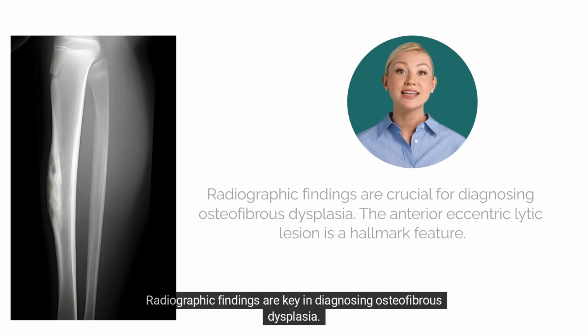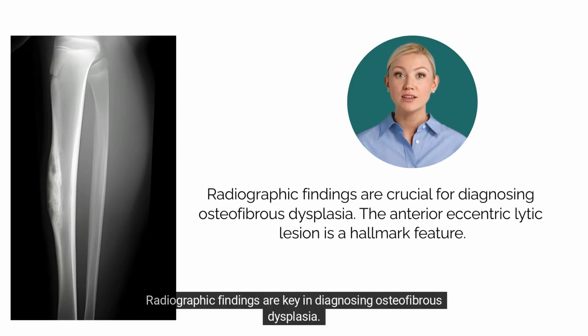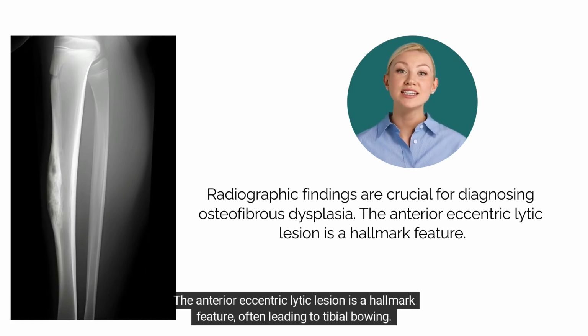Radiographic findings are key in diagnosing osteofibrous dysplasia. The anterior eccentric lytic lesion is a hallmark feature, often leading to tibial bowing.